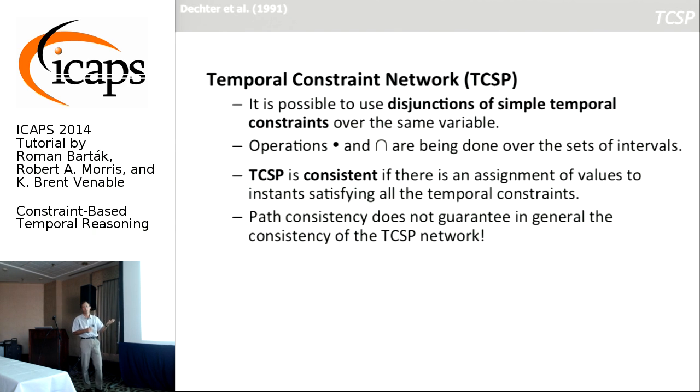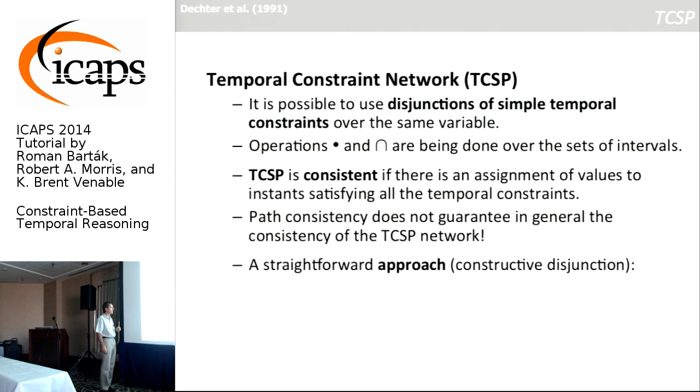But if path consistency says, yes, it's path consistent, it still does not mean that the network is consistent. So it's not enough to apply path consistency. There is a quite straightforward but exponential approach to deduce consistency of a temporal constraint network or temporal CSPs. This is based on some form of meta-reasoning.